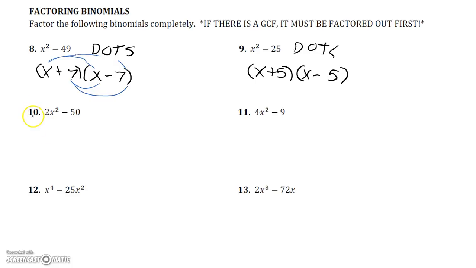Number 10, we have 2x squared minus 50. Again, if there is a GCF, it must be factored out first. 2x squared minus 50, there is a GCF, and it's 2, so we need to factor that out first. So we need to pull out that 2, leaving us with x squared minus 25.